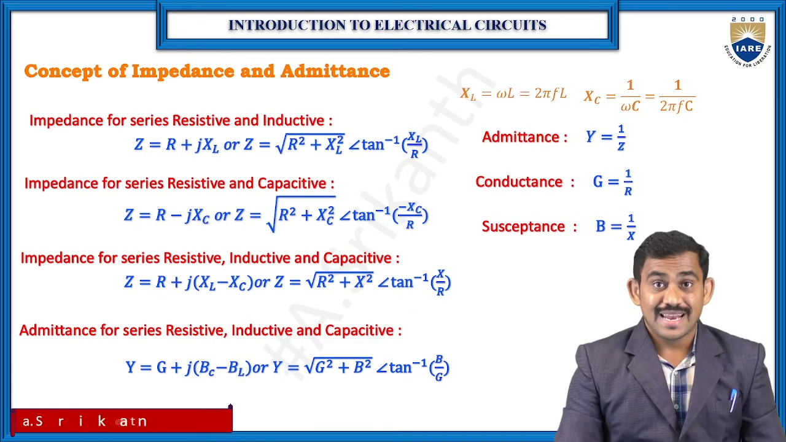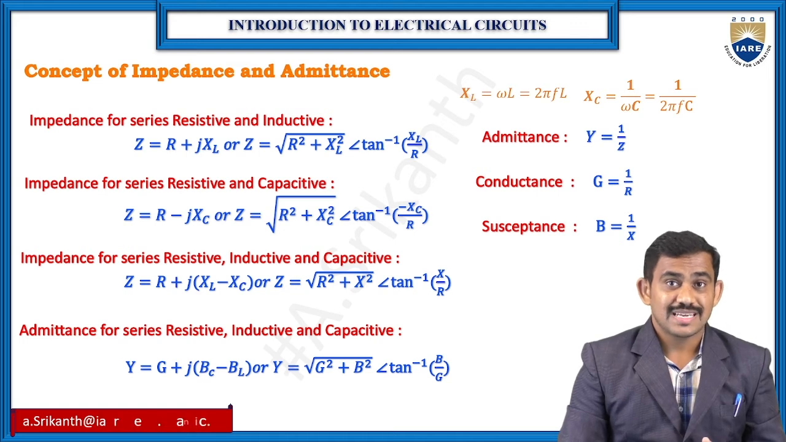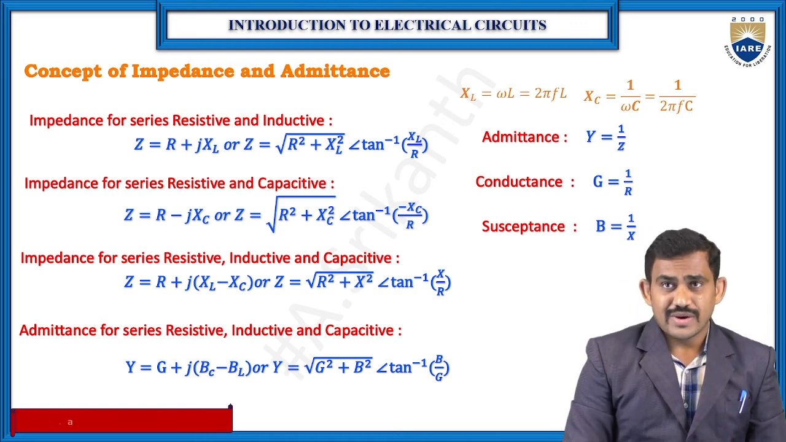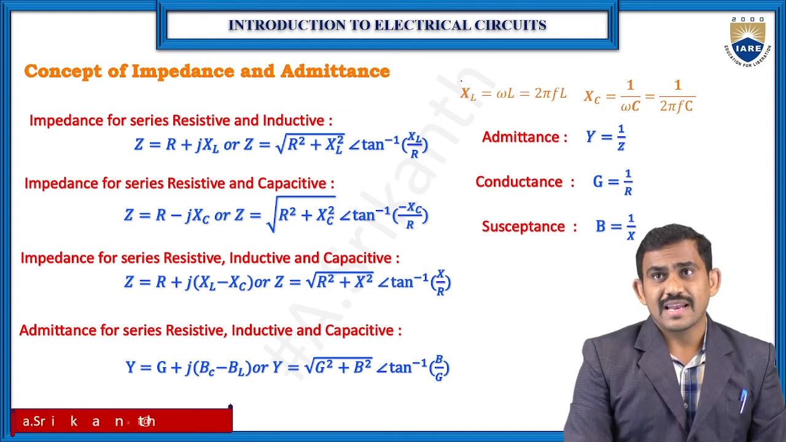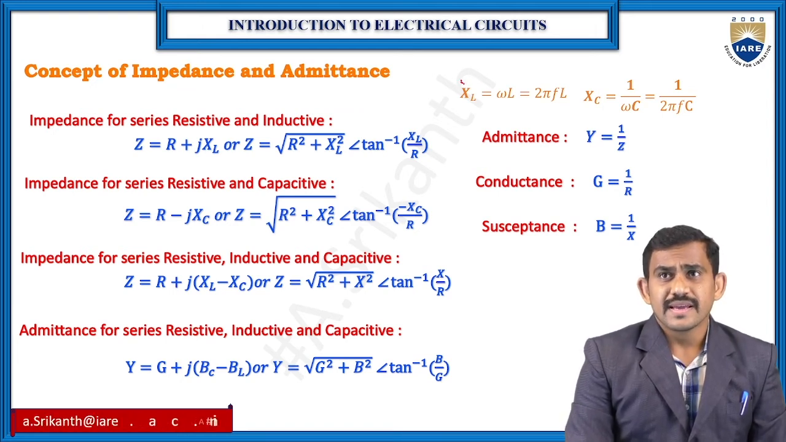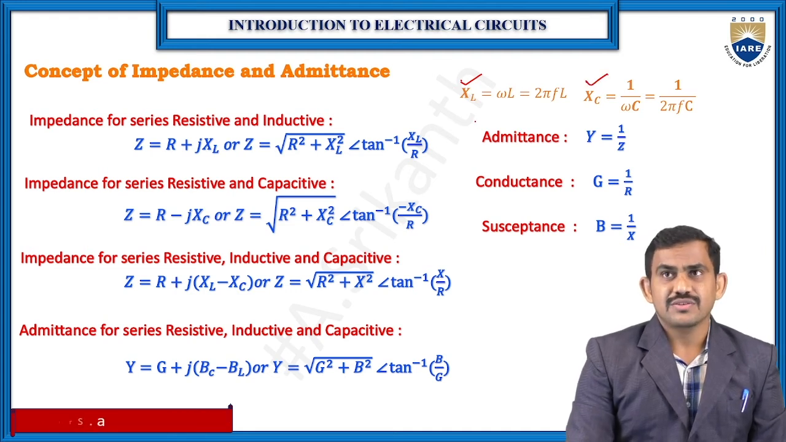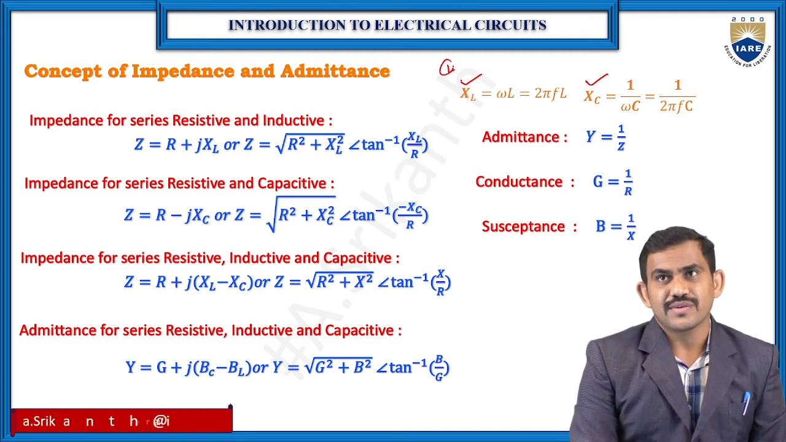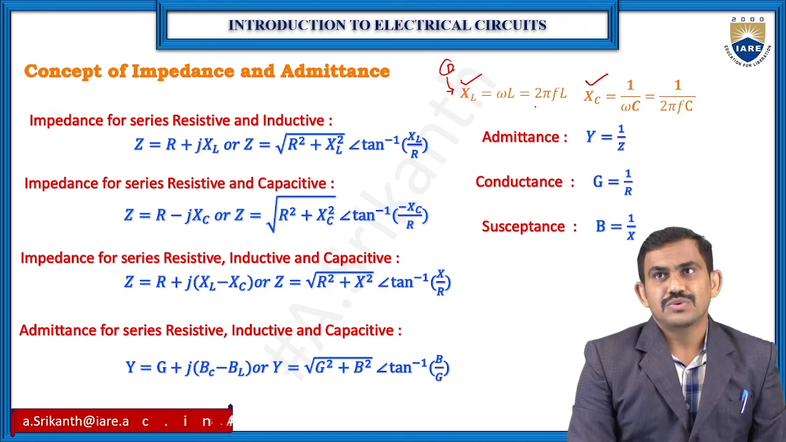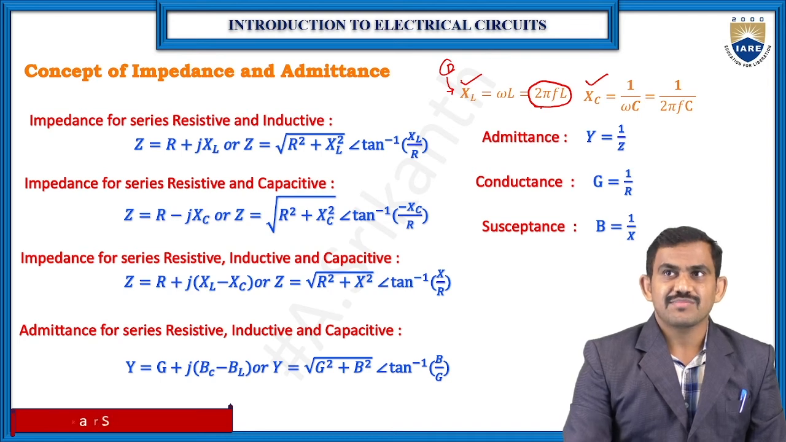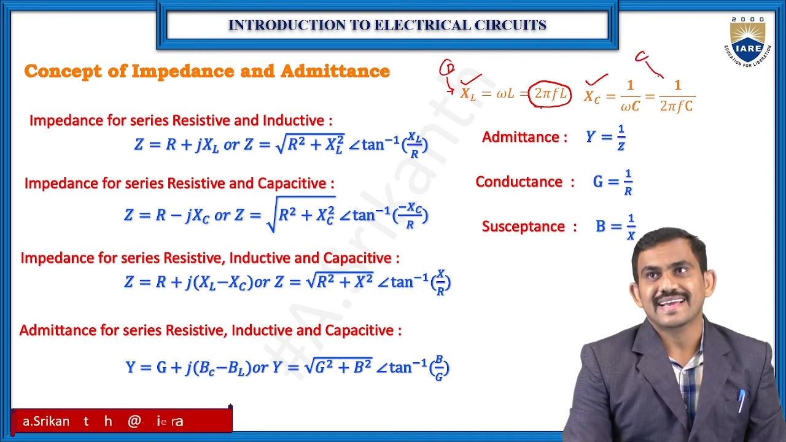Coming to series and parallel, when you have series impedance or parallel impedance, what is the equivalent value? For that I require the inductive reactance and capacitive reactance. For inductive, if I know the L value, the XL value is 2 pi f L. Same thing, if I know the C value, the XC value is 1 by 2 pi f C.